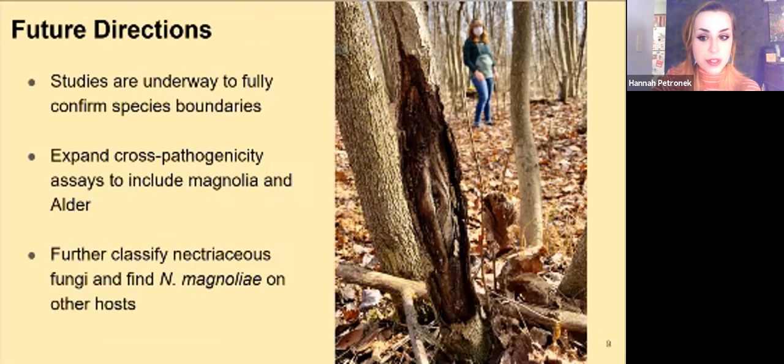As we move forward with this research, we will continue to keep an eye on our cross-pathogenicity assays and eventually include Fraser magnolia. In addition, we will be performing these inoculations with alder as well. Because alder was a non-magnolia host, we will be looking for Neonectria magnoliae elsewhere. Our search will continue for Nectriaceous fungi both within West Virginia and outside of West Virginia.